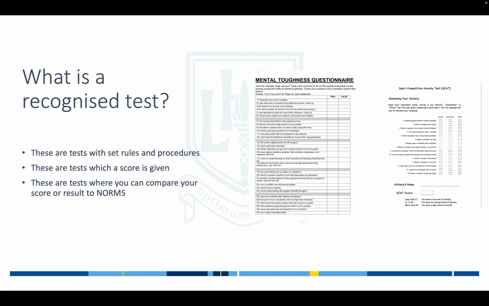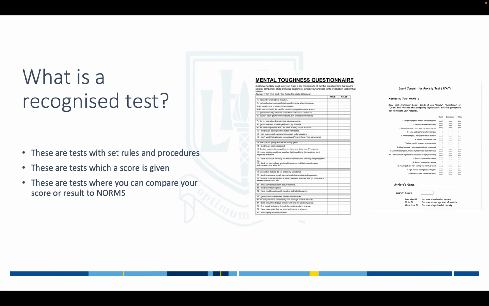A good way to remember the difference between a recognised test and an analytical tool is that a recognised test gives you data which you can compare to norms. If you think about the bottom of the mental toughness questionnaire, on the other side, there's normative data, and you can compare your score to those norms. And if you have a look at the bottom of the SCAT test on the right hand side of your screen, you can see the normative data.